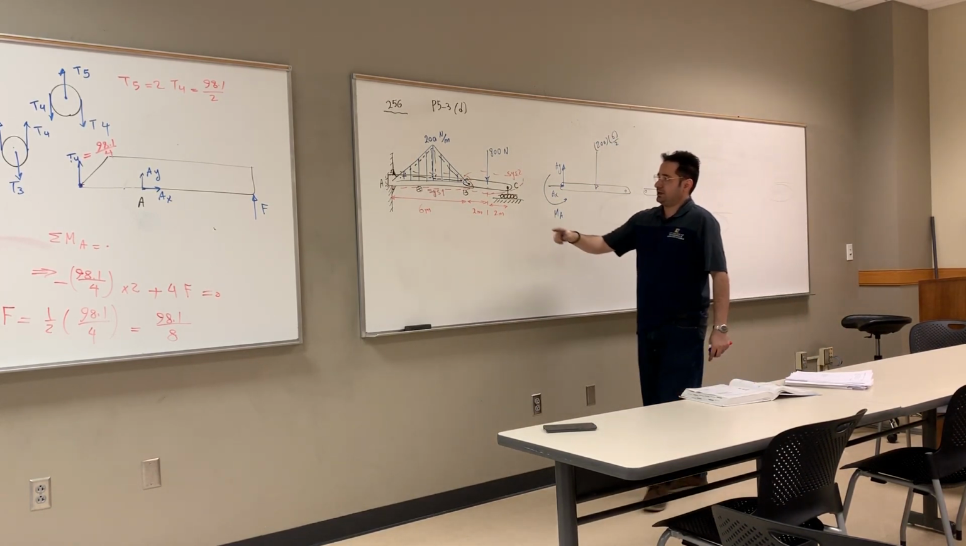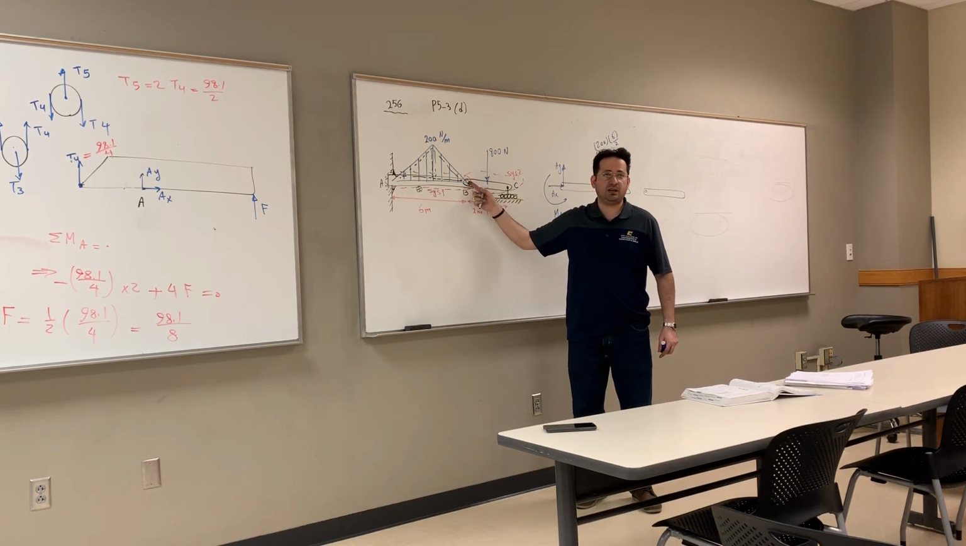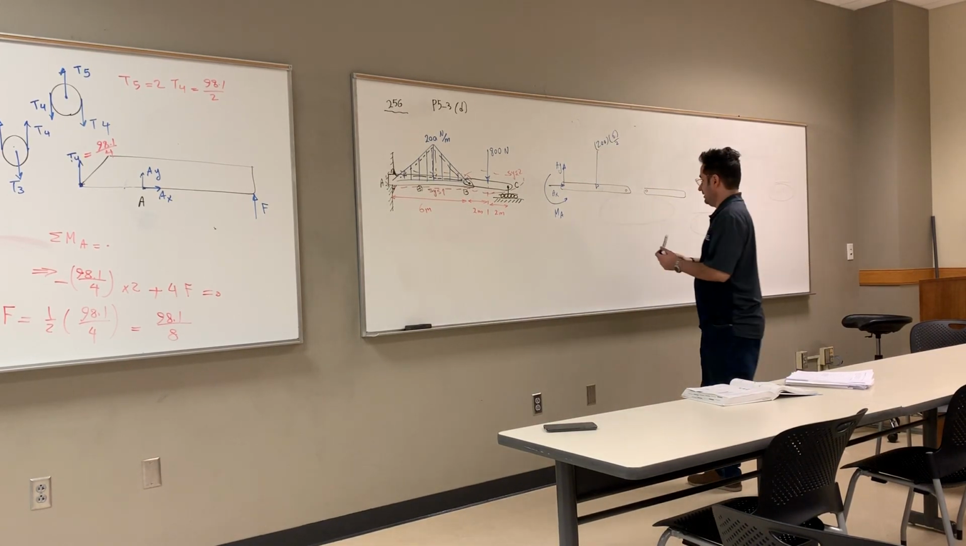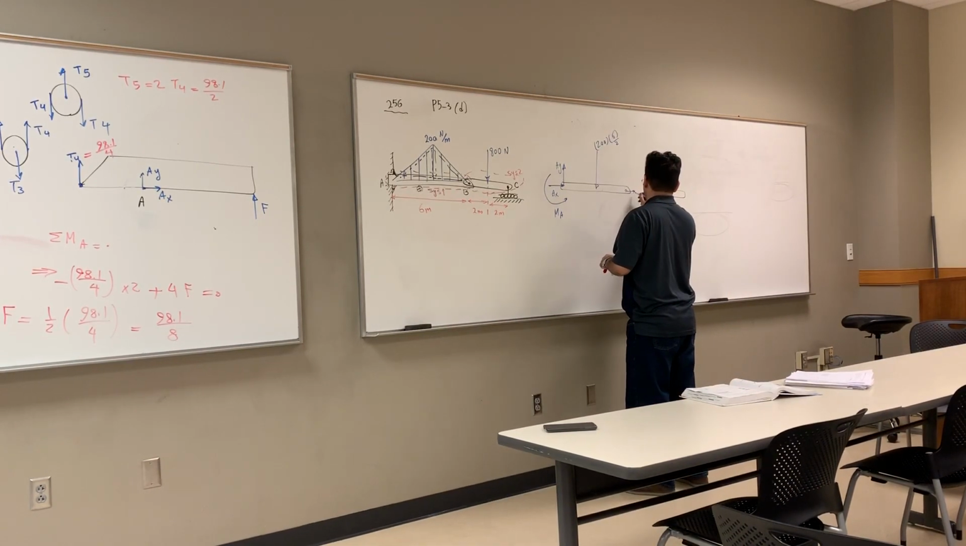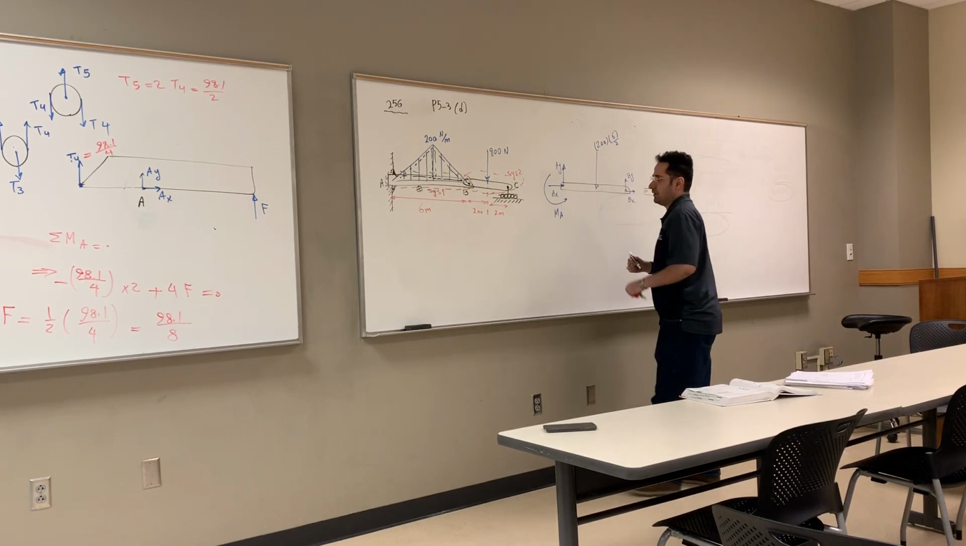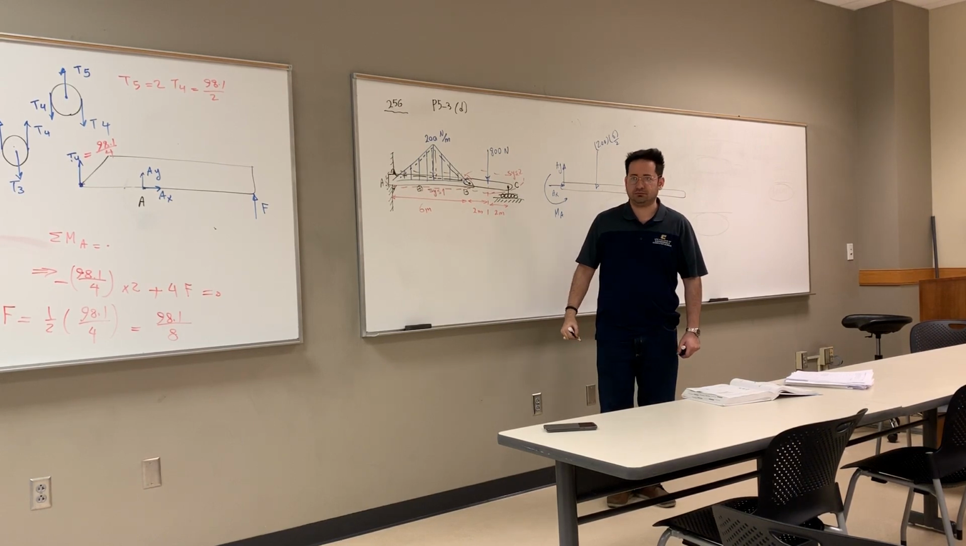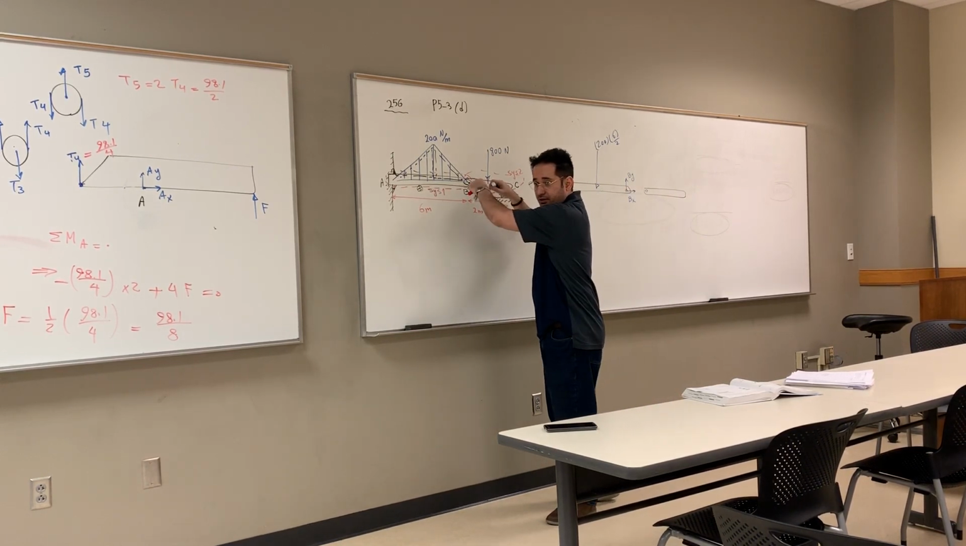Now continue walking, and then you cut this pin here. How many forces and moments do I have at this point B? 2. 2 forces, right? Bx, By. Do I have a moment at B? No. Again, that question: can I rotate it about B? The answer is yes.